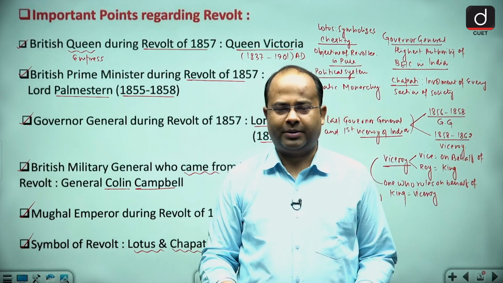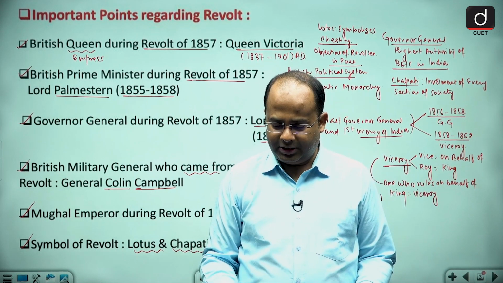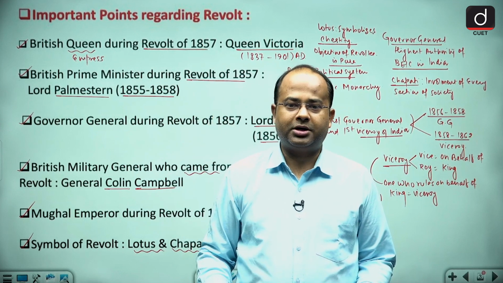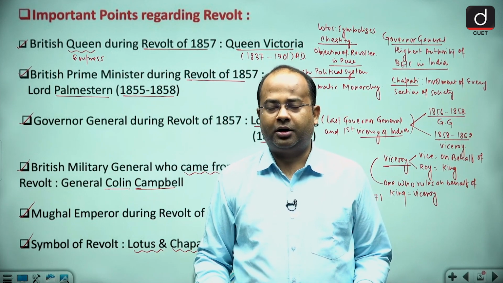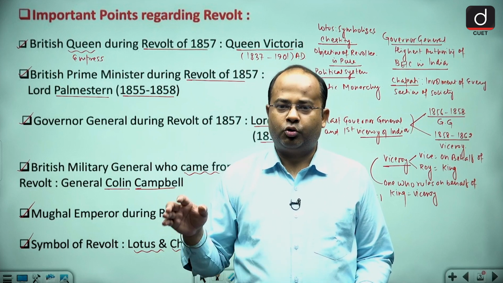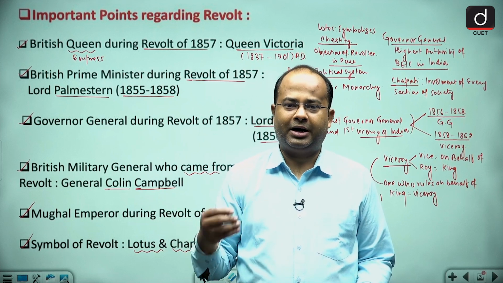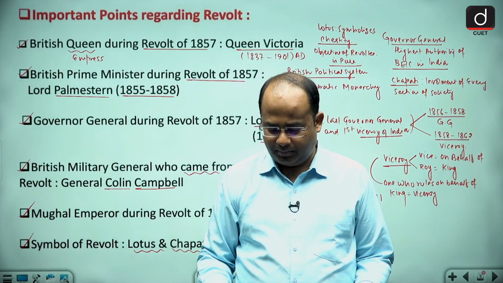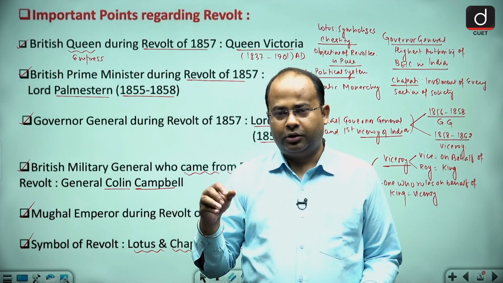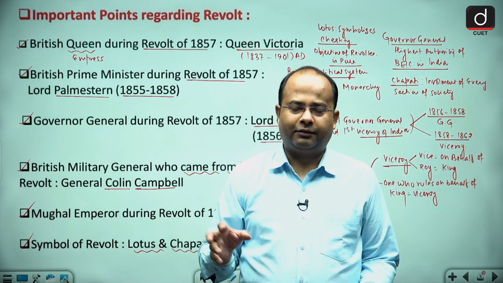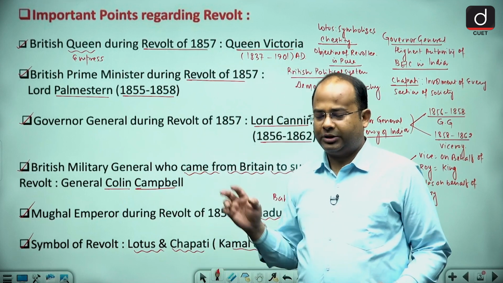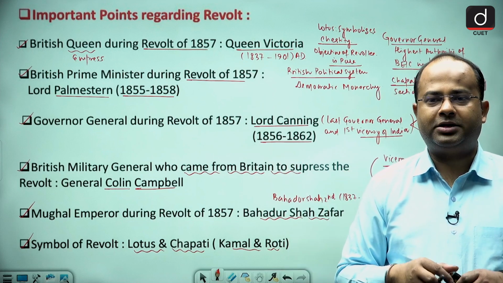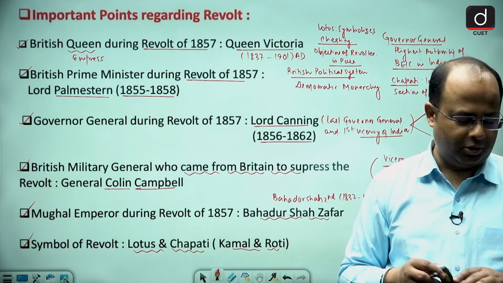So if you want to make this event successful, then there should be participation of all the sections of society. It should not be confined to the king, to the ruling class only. The normal people, artisans, craftsmen, the normal citizens, they should also participate. Therefore, to have mass participation of the people so that this event becomes successful, the symbol of this event was kamal and roti, or lotus and chapati.